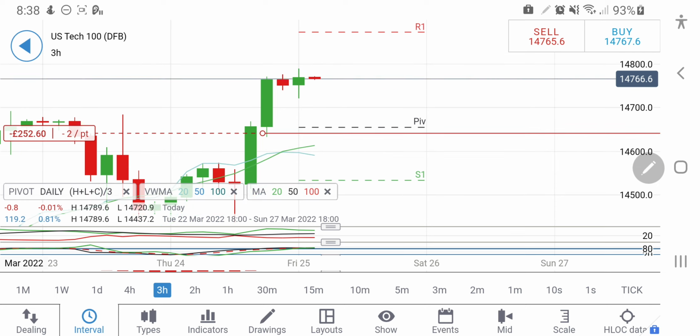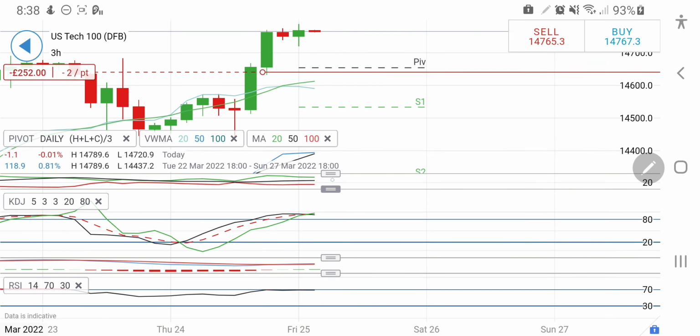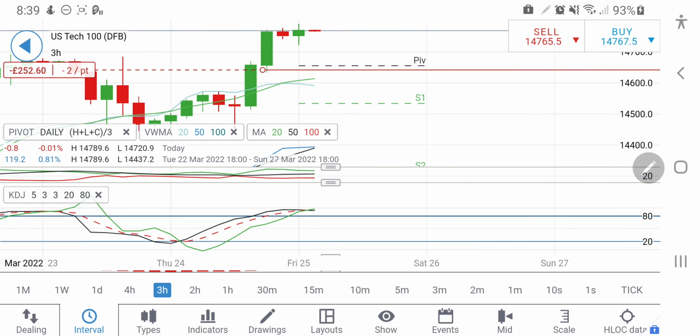On the downside, 14,660 is a strong support, and then 14,600 is a strong support. Breaking these two levels, yes, you can expect a further drop on US 100, where 14,460 will come into the picture, and below that 14,400 should also be expected.